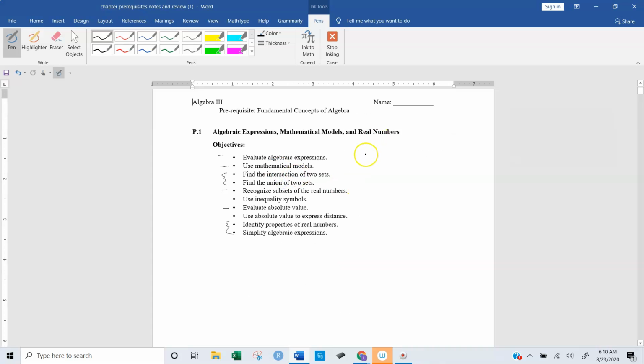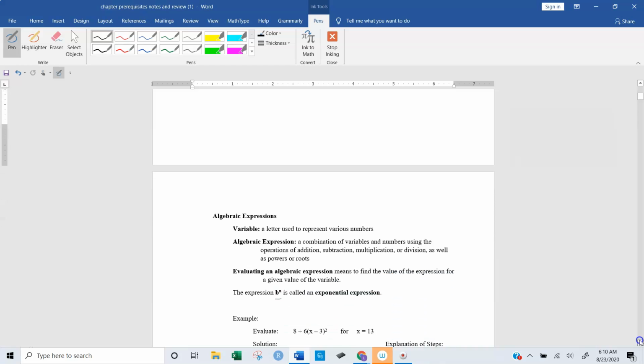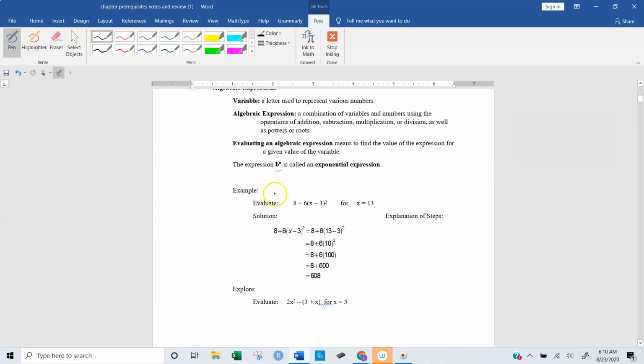So the first one, whoops, I don't even know how that did that. Sorry about that. So in your first one, it says, hey, I want to evaluate this expression at 13. That means you take the 13 and you plug it in for the x and you solve. I'm really asking, do you remember order of operations? So once you plug in 13, what do you do first? Do you add the 8 and the 6, or do you evaluate inside the parentheses? And you should know you evaluate inside the parentheses.